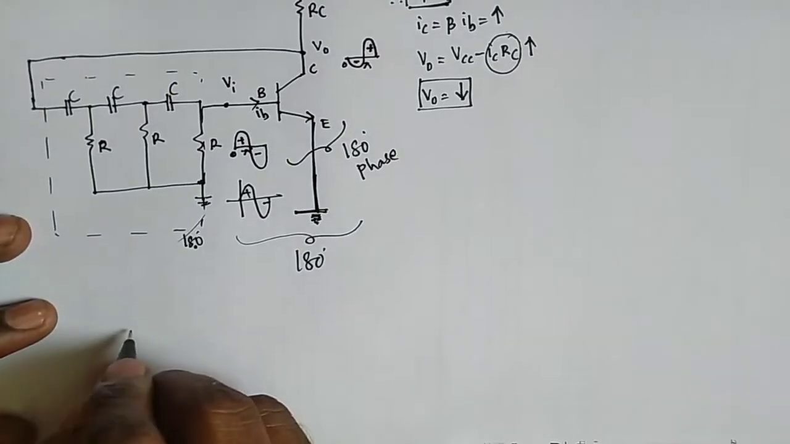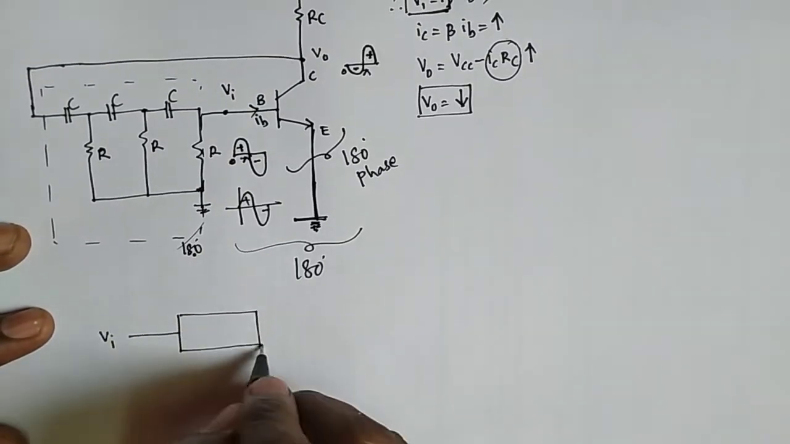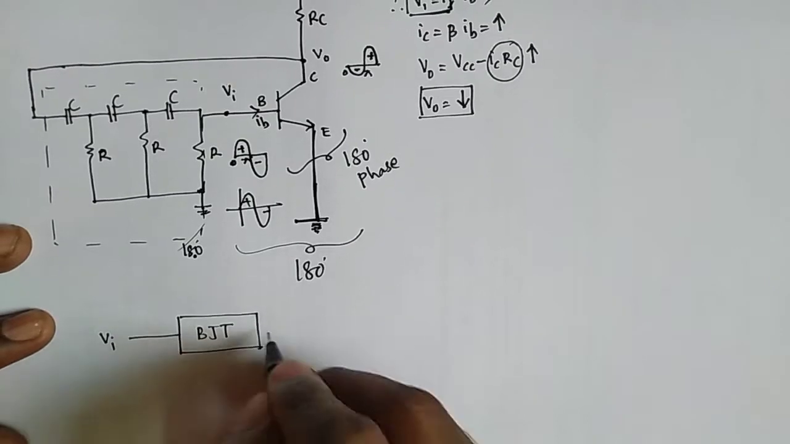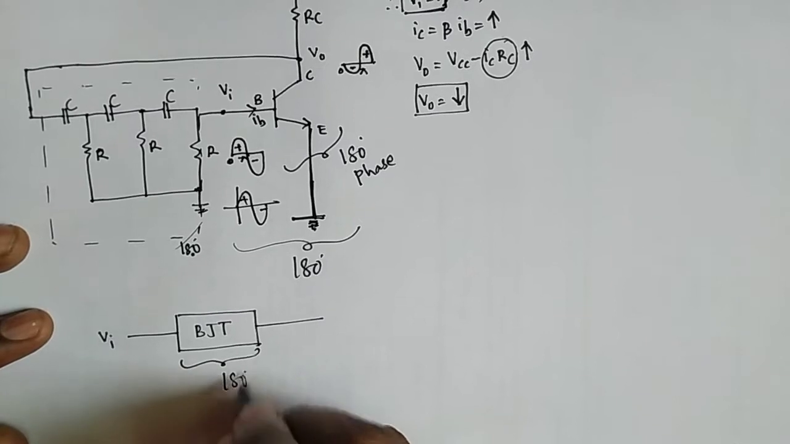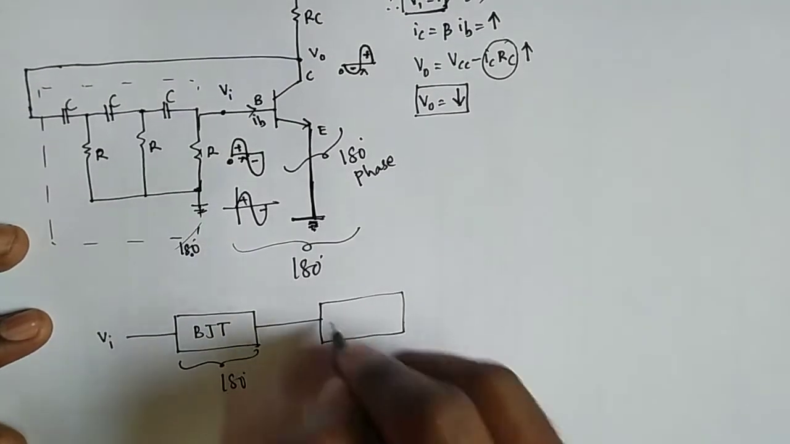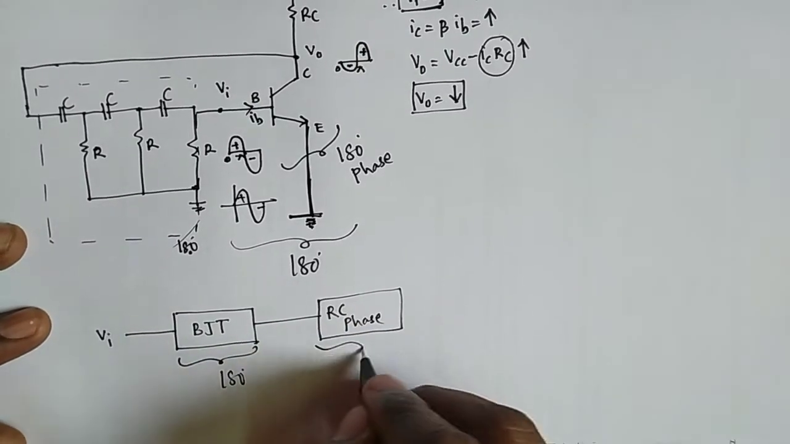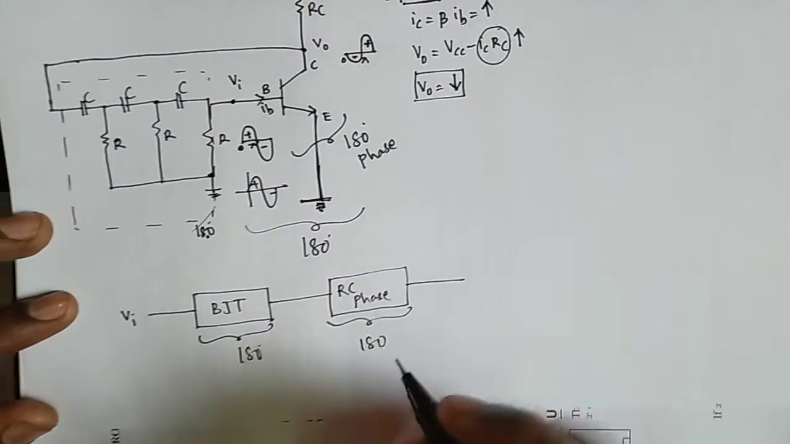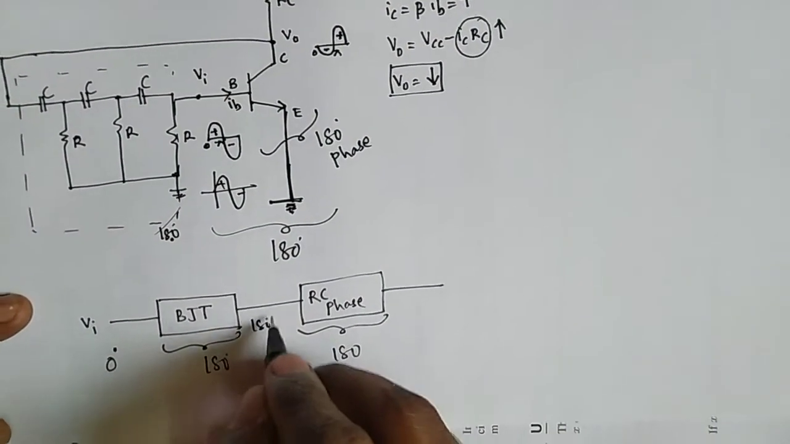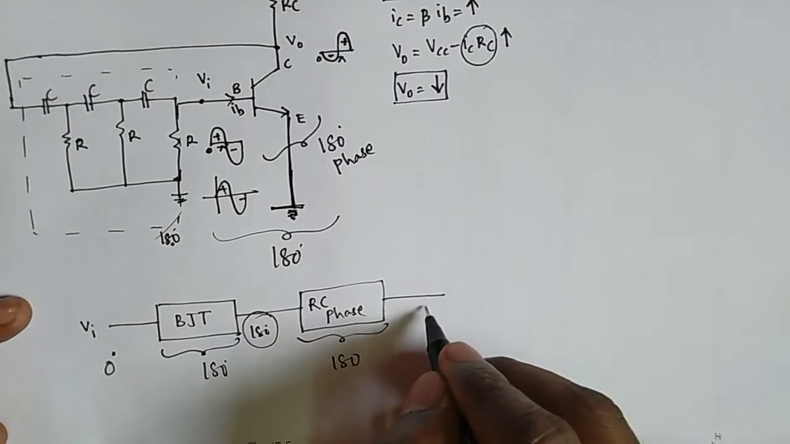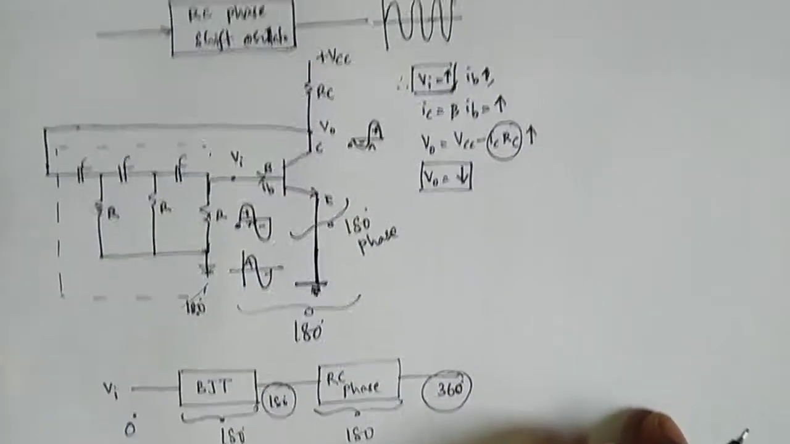So generally we are applying some VI, we are connecting to BJT, you will get that 180 degrees phase shift. Now we are applying RC phase shift, that is also 180 degrees. Finally you will get this. So we are applying 0 degrees, at output stage 180 degrees, 180 degrees, 180 degrees, finally you will get 360 degrees. At output stage we are getting the same function.